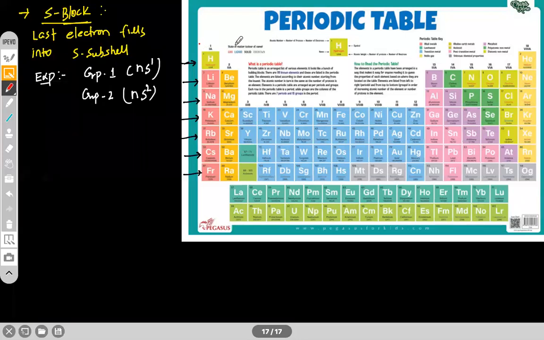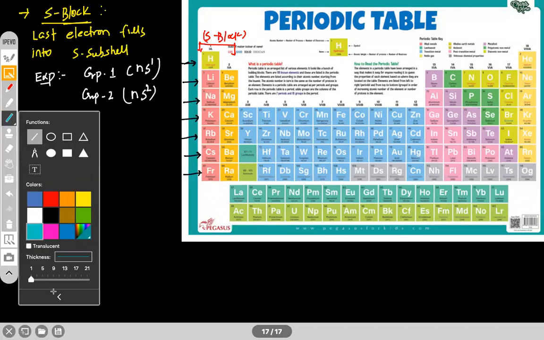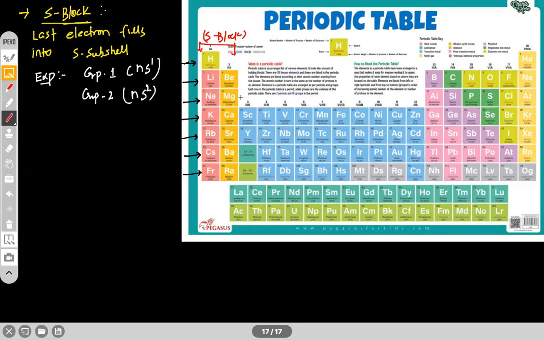The first two groups are S block, these two, S block. Okay. Then we have 10 D block groups. From here to here, we have D blocks. And D subshell, you see, if you can, recall.